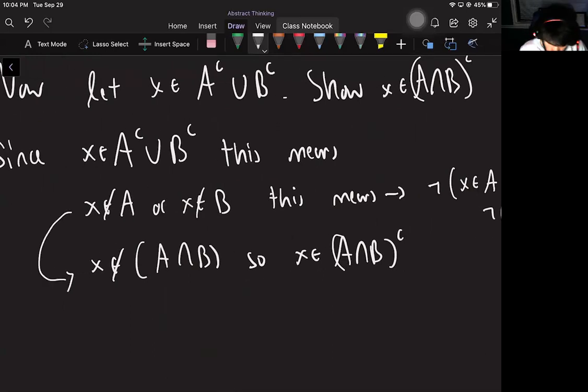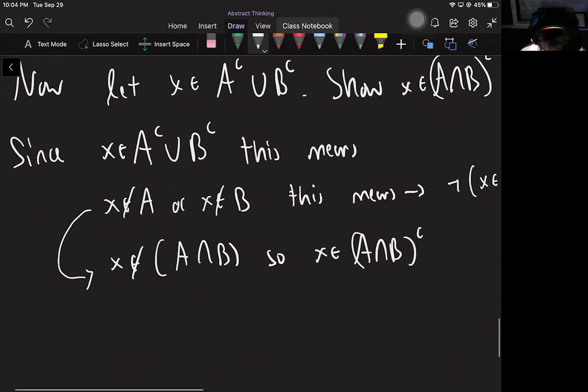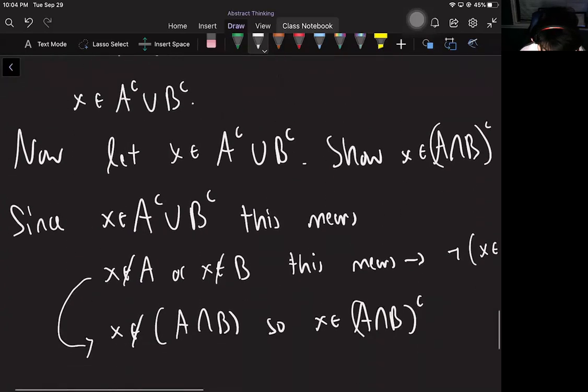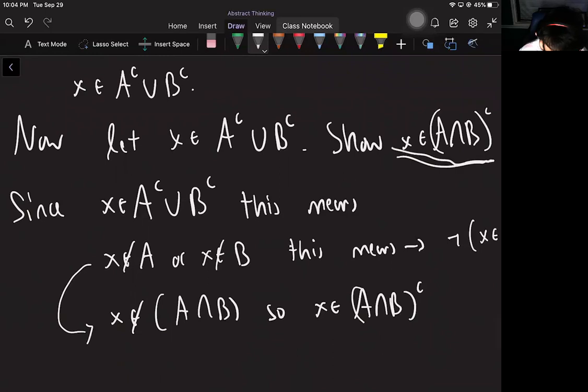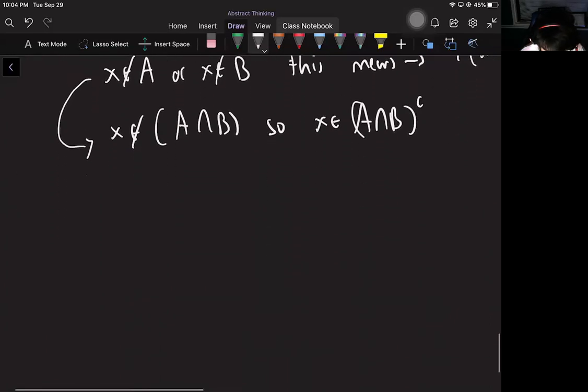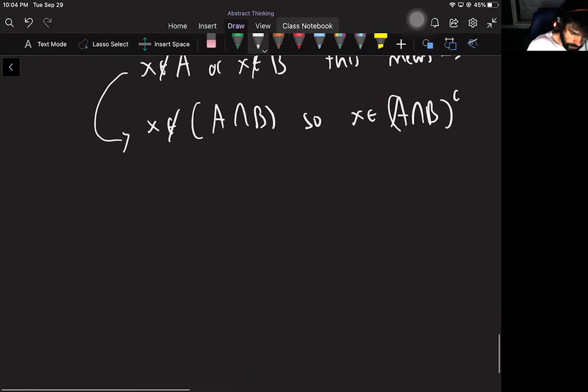Okay. So this ends the proof because I've shown that X lives in here as a result of it living in here first. So I've done both directions, so this ends the proof.